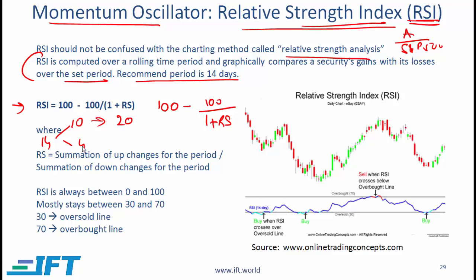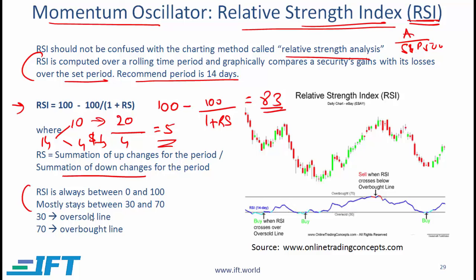And let's say every time it went down by $1. So the overall sum for the down changes would be equal to 4, because here the change is $1 every time it goes down. So RS then is 20 over 4, which is 5. And then the indicator becomes 100 minus 100 over 6, which is approximately 83. If you plug in different numbers, you will notice that RSI is always between 0 and 100.